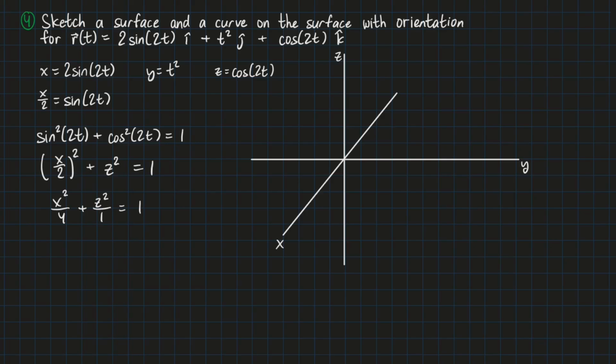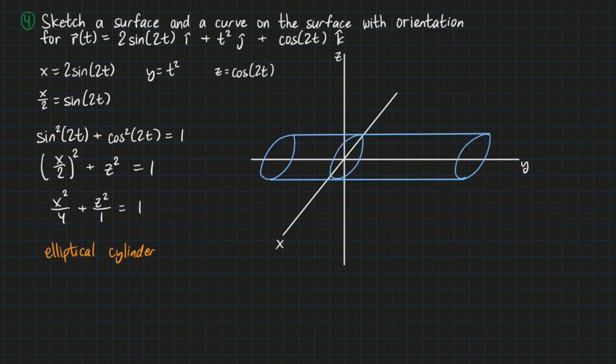And if we have an equation with two of the position variables in 3D space, we will have a cylinder, and this equation is of an ellipse. So we'll have an elliptical cylinder. And this wraps around the y-axis. So the elliptical cylinder is what the curve is going to be on. Looking at the functions, the domain of r of t is all real numbers.